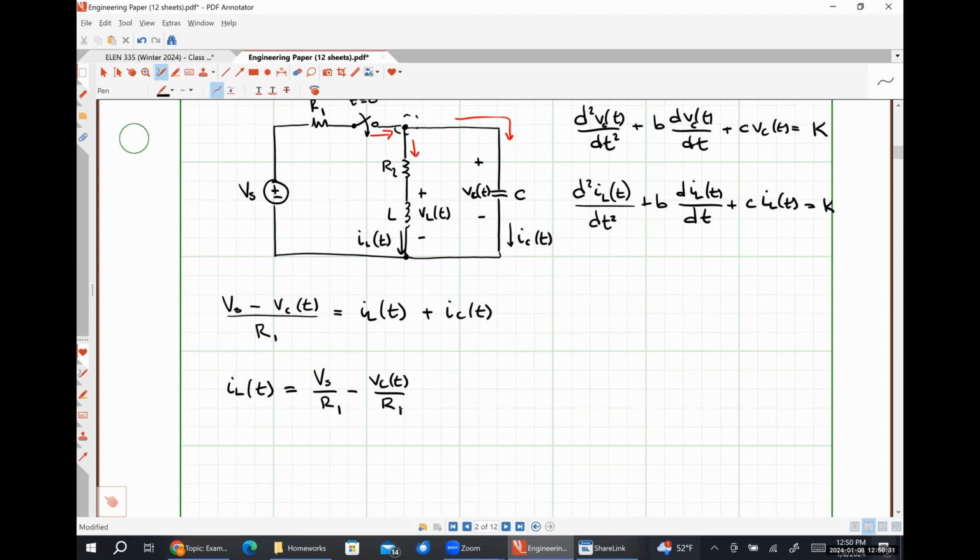When I move IC to the other side of the equal sign, it's going to have a negative sign. So I would have minus, and then I know that the current flowing through a capacitor is just C times the derivative of the voltage drop across the capacitor. So that would be C dV by dt. And so this looks like a pretty good equation because I have my inductor current expressed only in terms of constants and my capacitor voltage.